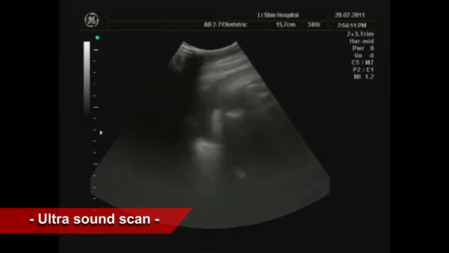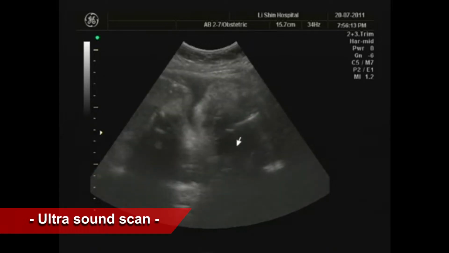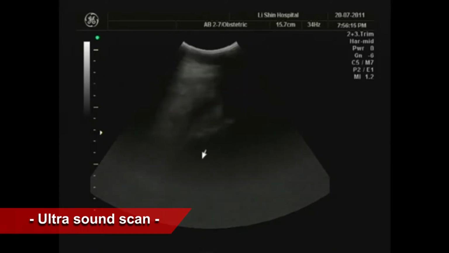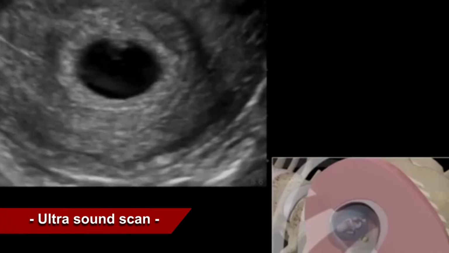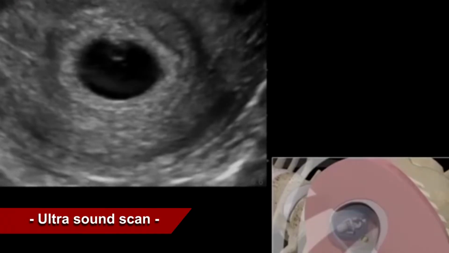Third is to diagnose higher order pregnancies like twins, triplets and so on. We can also diagnose uterine conditions such as uterine fibroids, adenomyosis, and ovarian lesions such as ovarian cyst, in this first scan that she goes through.